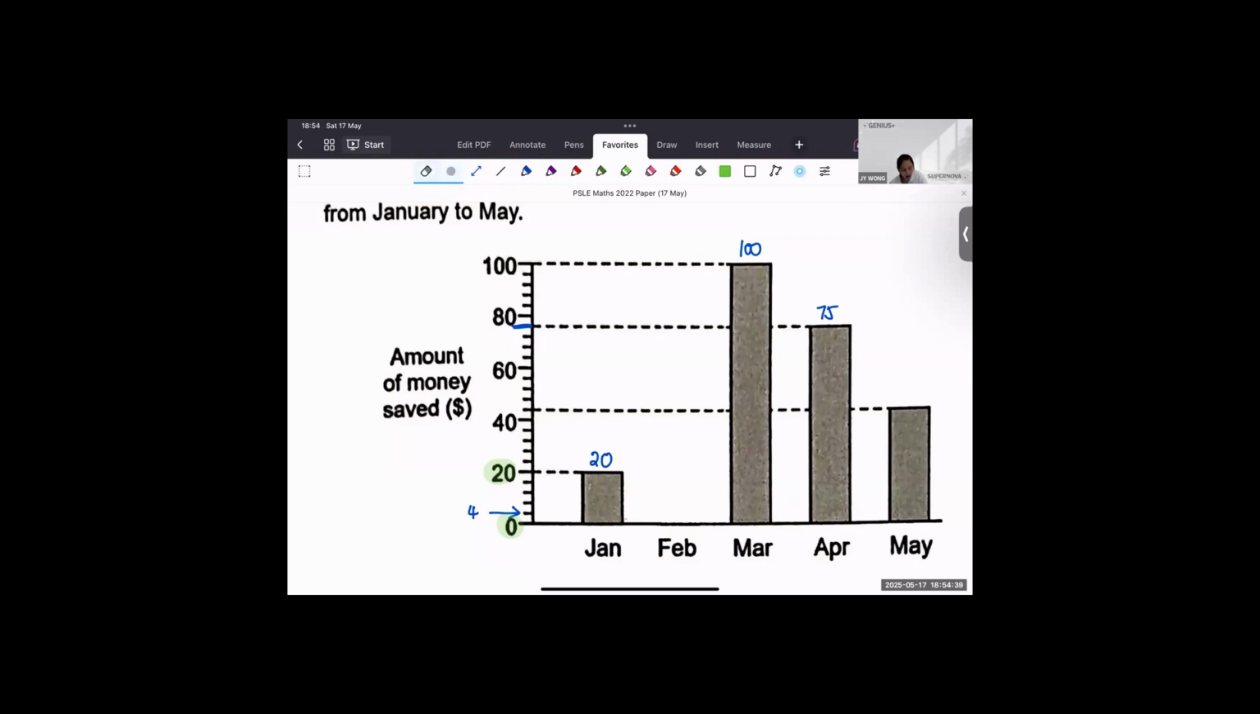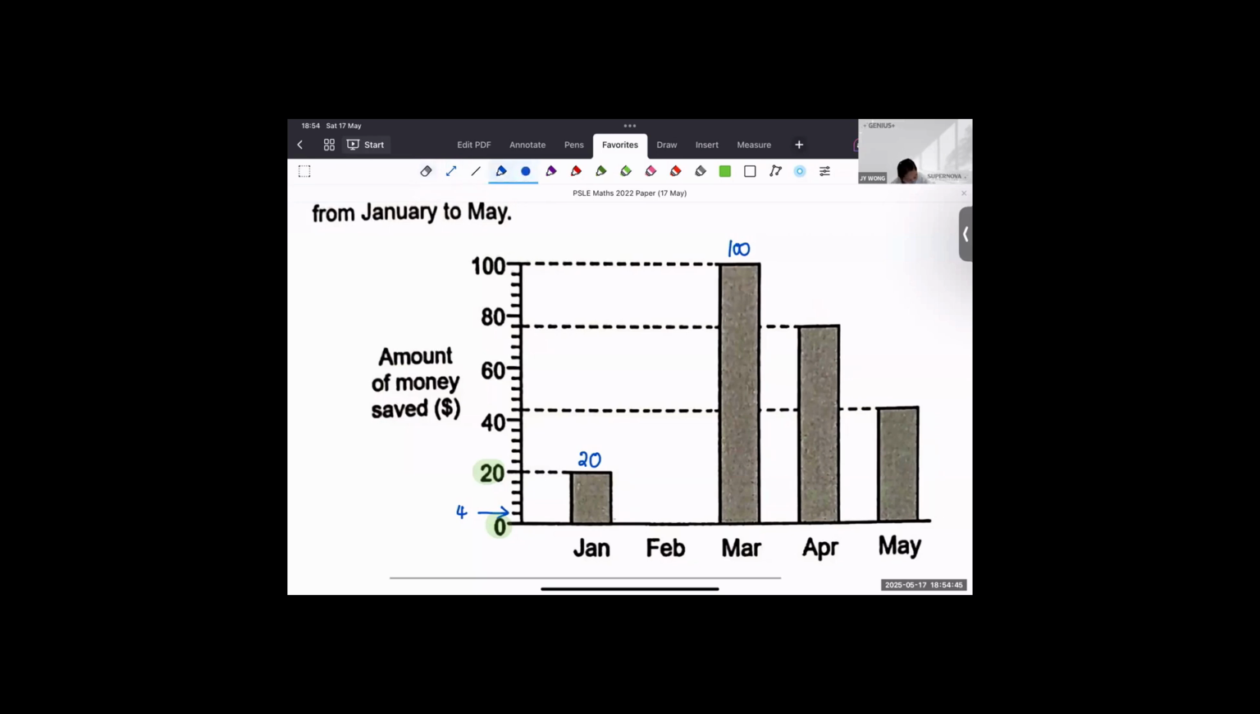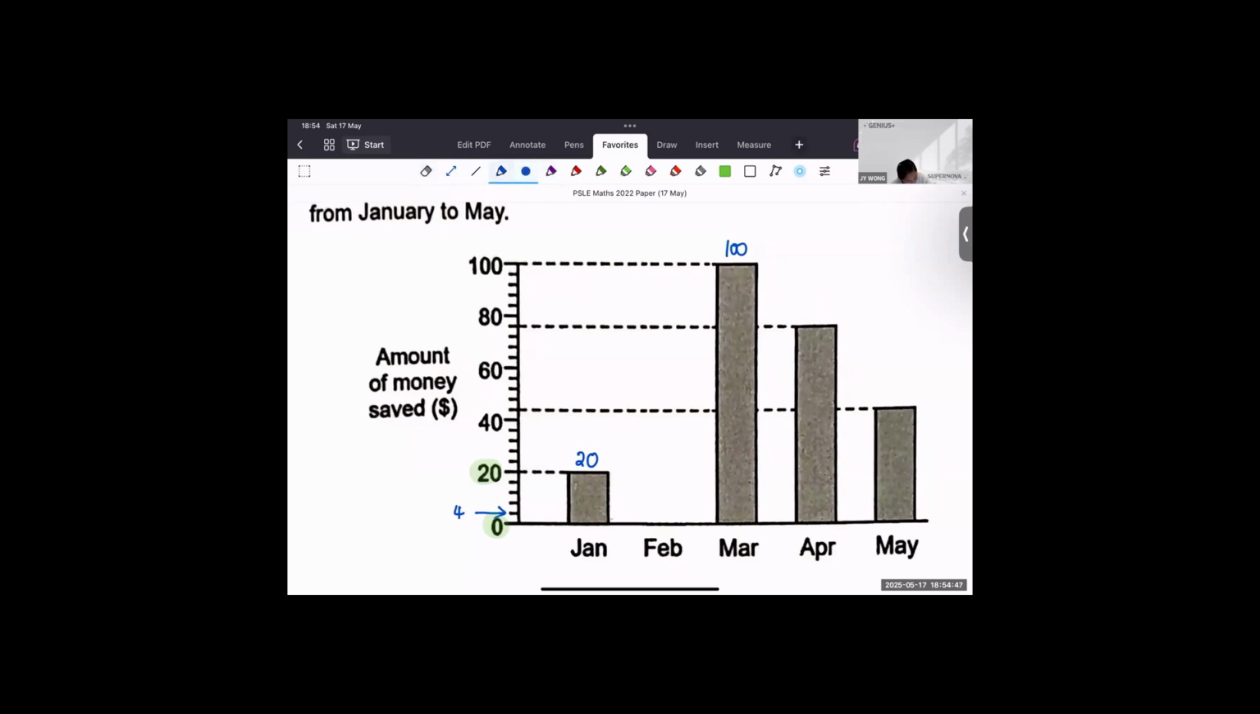So the correct ones, they read it correctly. But those that are not stated, they will read it wrongly. So be very careful. Make sure, first thing, find out what is each interval first. That is the most important thing when you look at the bar graph, line graph. Okay. Now, this is interval 4. So this will be 76. And the last one will be 44.